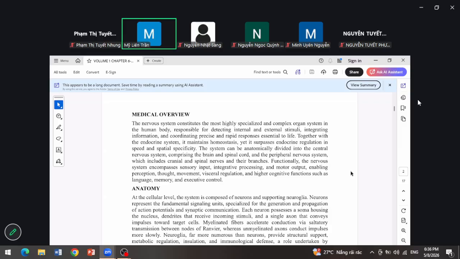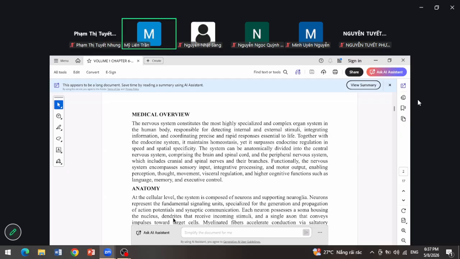The system can be anatomically divided into the central nervous system, comprising the brain and spinal cord, and the peripheral nervous system, which includes cranial and spinal nerves and their branches. Functionally, the nervous system encompasses sensory input, integrative processing, and motor output, enabling perception, thought, movement, visceral regulation, and higher cognitive functions such as language, memory, and executive control.